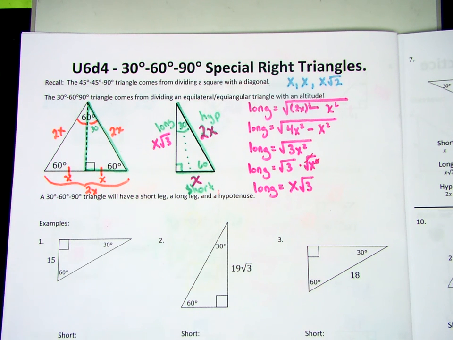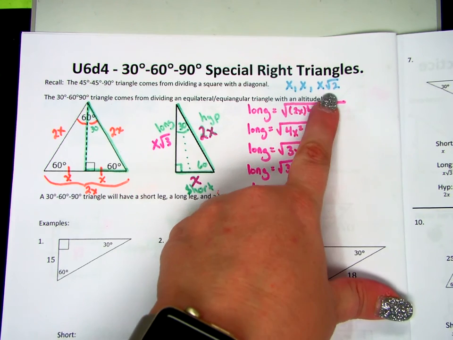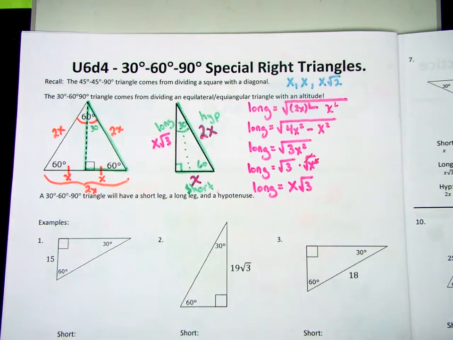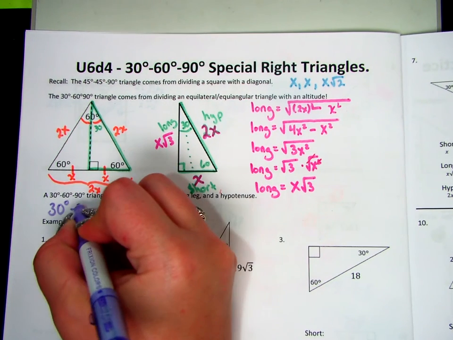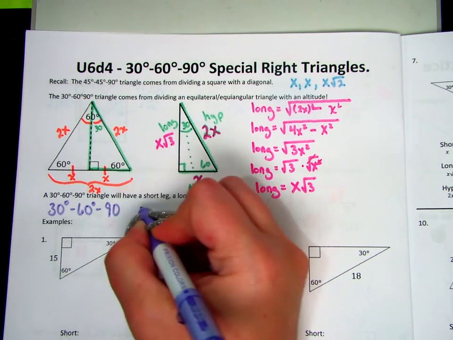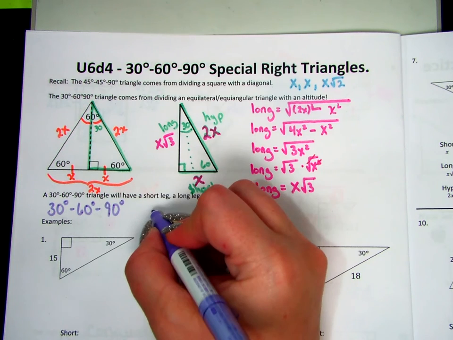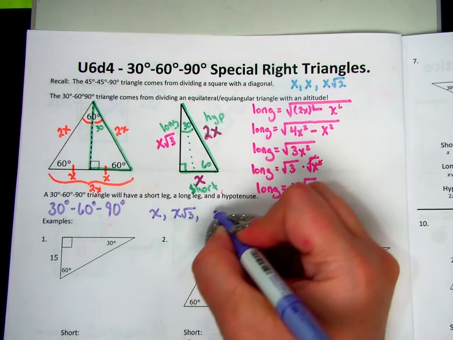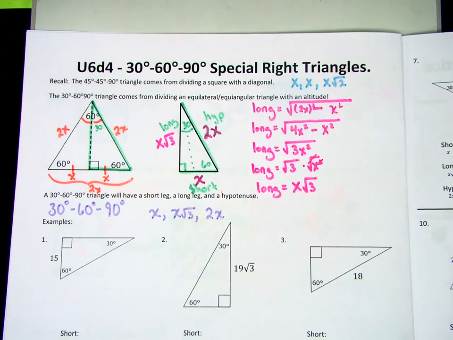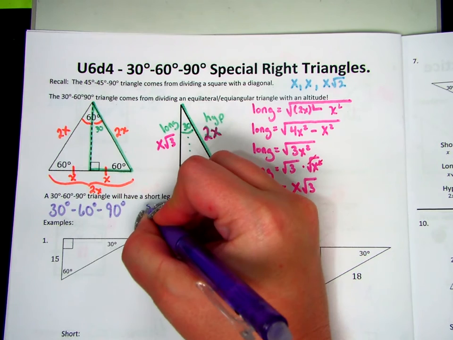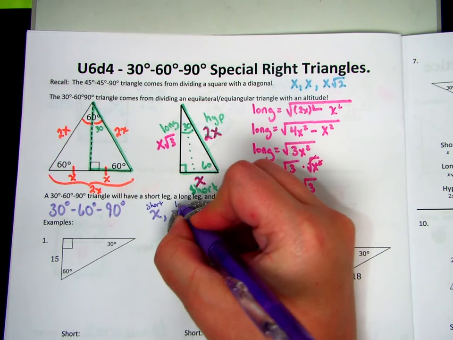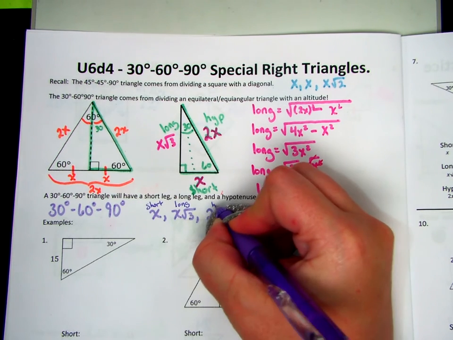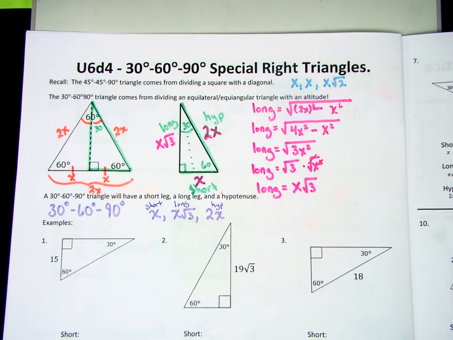So, when you look at a formula chart for 45, 45, 90, you're going to see x square root of 2. For 30, 60, 90, you're going to see the short leg, x, the long leg, x square root of 3, and the hypotenuse, 2x. They put them in order from shortest side to longest side, so that's why the hypotenuse is on the end. So the x is the short leg, the x square root of 3 is the long leg, and the 2x is the hypotenuse.